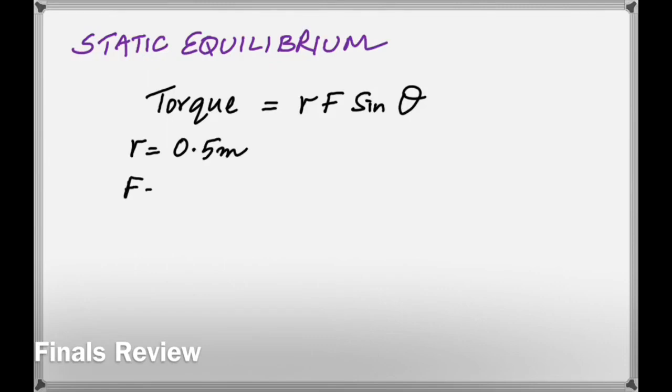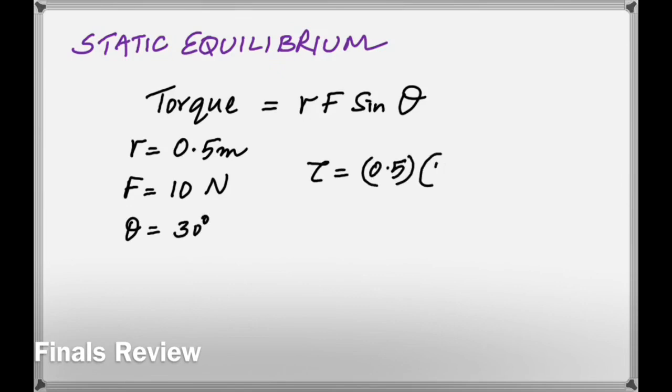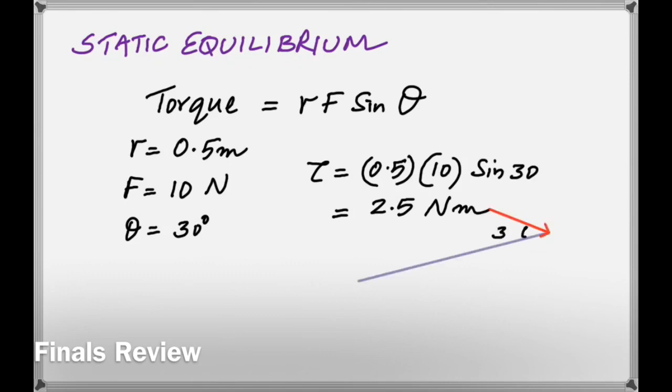So, if the distance, the force, and the angle are given, surely you should be able to calculate the torque, which is simple algebra, and that would give you 2.5 Newton meter. And I'm trying to explain that by showing you what I mean by the angle.